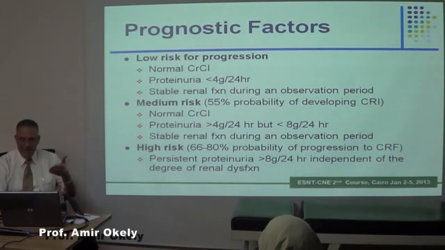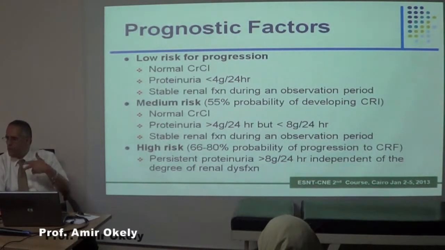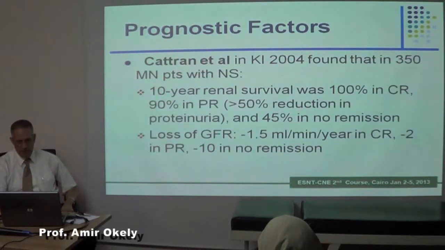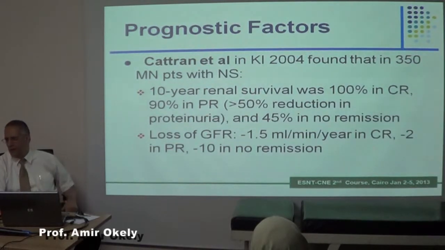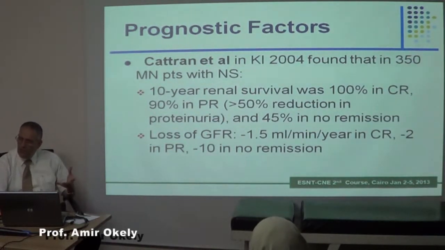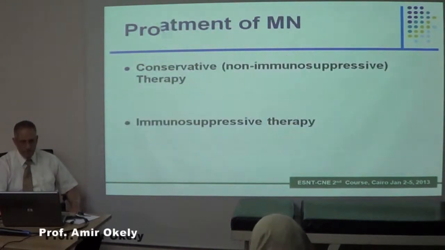So this prognostic value and the classification of the risk, medium risk or high risk, will usually determine how to manage our patient. Prognostic value in a nice study by Cattran et al. in Kidney International, year 2004, done on 350 patients with membranous nephropathy. 10-year survival was about 100% in complete remission, 90% in partial remission, and 45% with no remission. Loss of GFR was about 1.5 per minute per year in complete remission, 2 in partial remission, and 10 in no remission. So the higher the protein excretion in urine, the more the deterioration in kidney function.